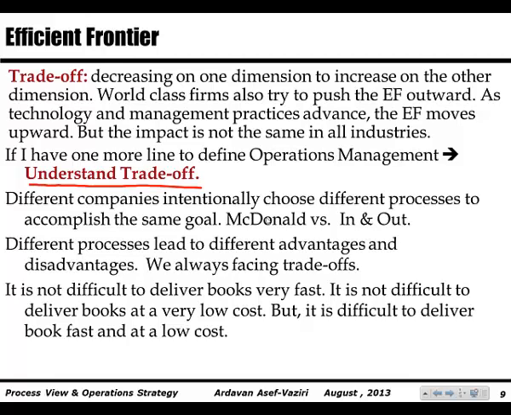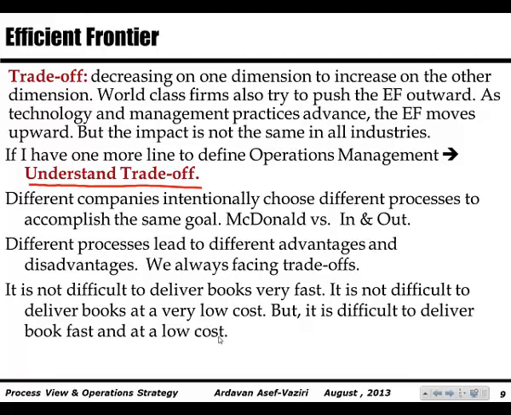Different companies intentionally choose different processes to accomplish the same goal. Compare McDonald's with In-N-Out. In-N-Out is very close to make to order, while McDonald's, at least until the early 90s, was a close process to make to stock. Different processes lead to different advantages and disadvantages. And we always are facing trade-offs.